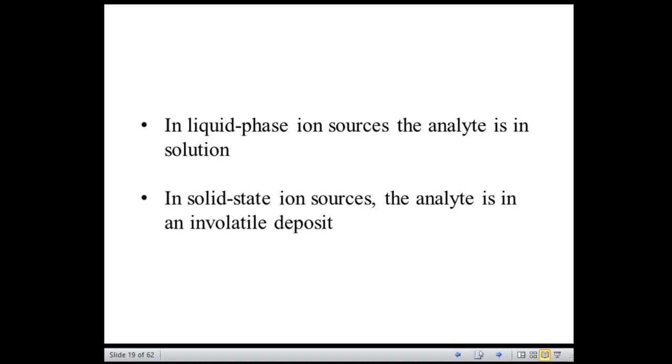So as I said, what happens if the molecules are thermally labile and if they do not have sufficient vapor pressure? The molecules of these compounds must be directly extracted from the condensed state to the gas phase. So we have two types, that is liquid phase ion source and solid state ion source. In liquid phase ion source, the analyte is in solution, and in solid state ion source, the analyte is in an involatile deposit.